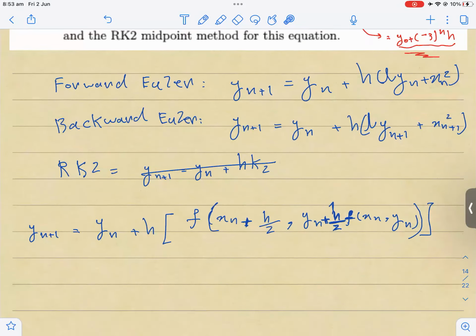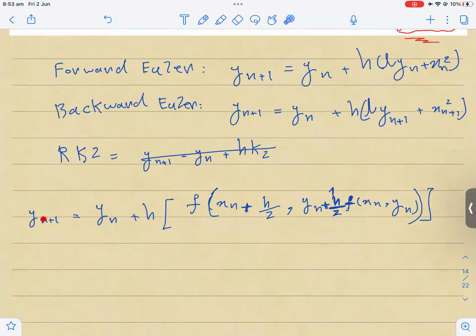Okay, RK2 is this: y_{n+1} = y_n + h times K2. It is K2, sorry, not K1 plus K2. And K2 is f of x_n plus h over 2, and it's this. I just copied it from the course notes.